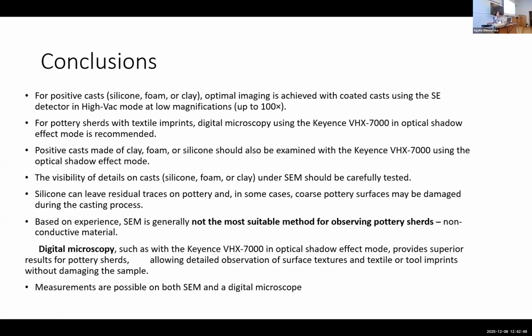So for the conclusions, for positive casts, silicone, foam, or clay, optimal imaging is achieved with coated casts using the SE detector in high vac mode at low magnification up to 100, but I think 50 is just enough. For pottery shards with textile imprints, digital microscopy using the TS in optical shadow effect mode is recommended, not SEM. Positive casts made of clay should also be examined with the TS using the optical shadow effect modes.